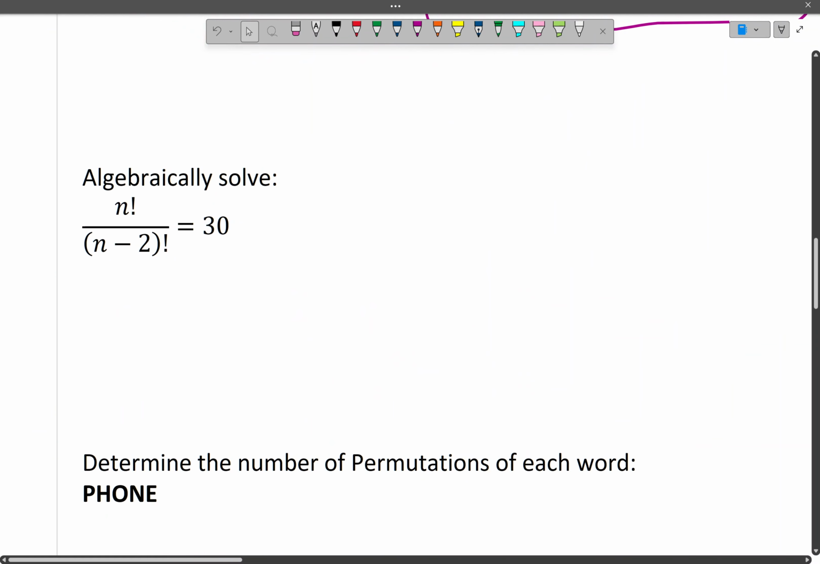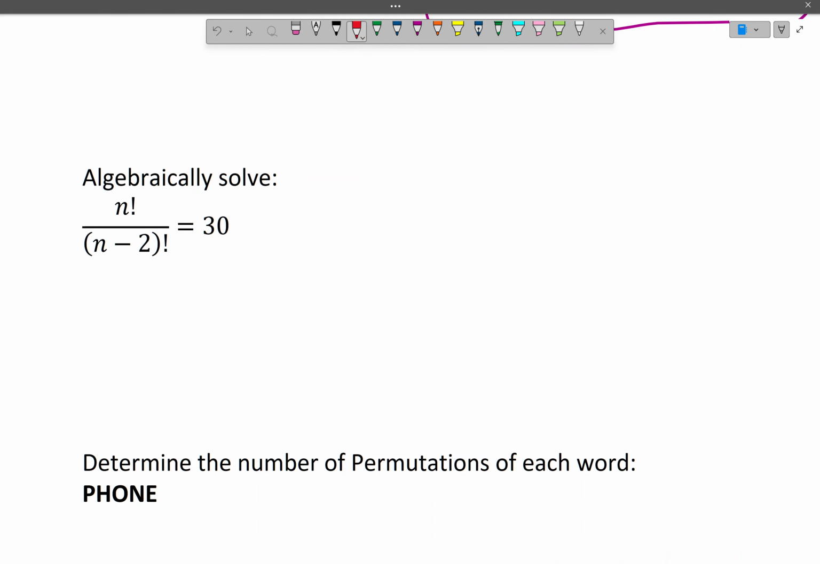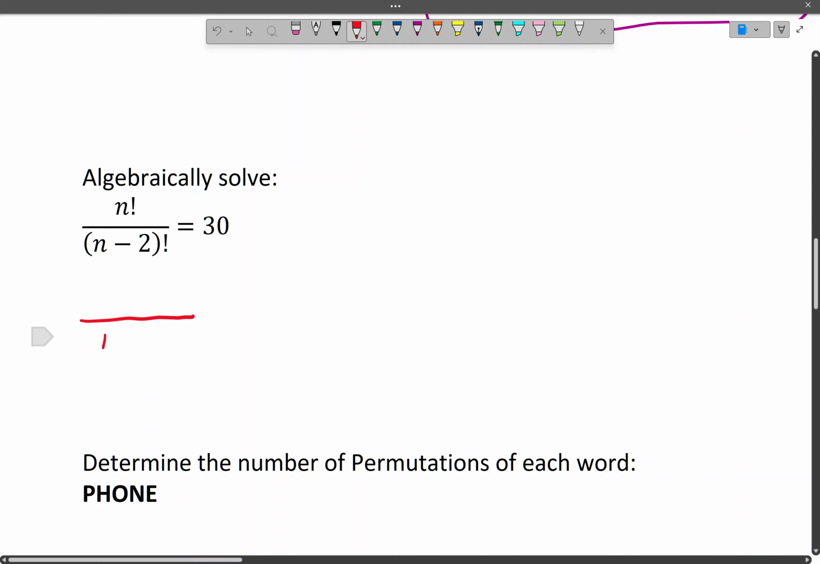Okay, let's keep going here. Let's try to algebraically solve this question. If you pause the video now, you can try it yourself. Okay, to algebraically solve, we really don't want those factorials because we don't really know what n is, so we don't know what to factorial until. So what we need to do is cancel out by unzipping. So what we're going to do is write down the smaller number.